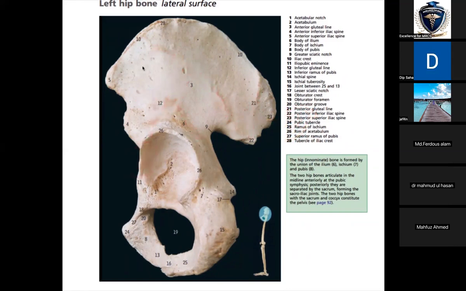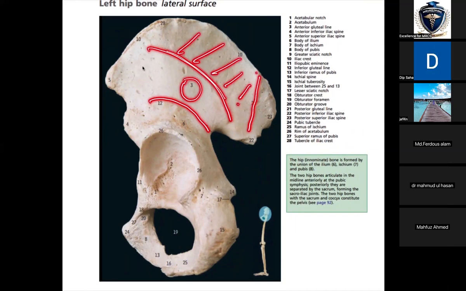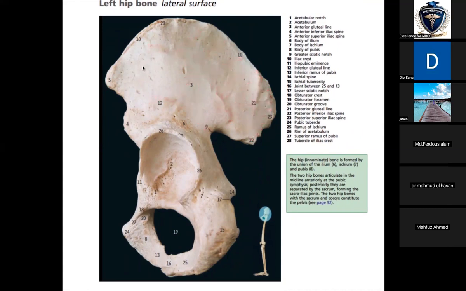Now tell me which muscle originates from in between the inferior and anterior gluteal line. Gluteus minimus. Very good. What originates from between the posterior and anterior gluteal line, that means this area? Gluteus medius. Which muscle originates from behind the posterior gluteal line? Gluteus maximus. You covered almost all the questions very carefully, excellent performance.